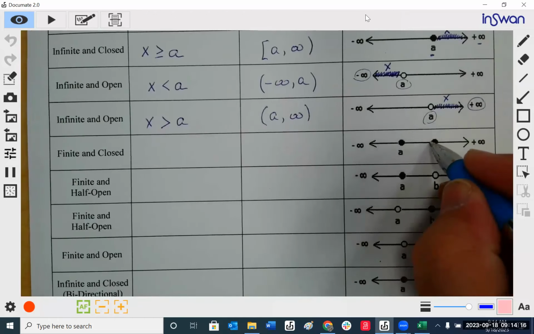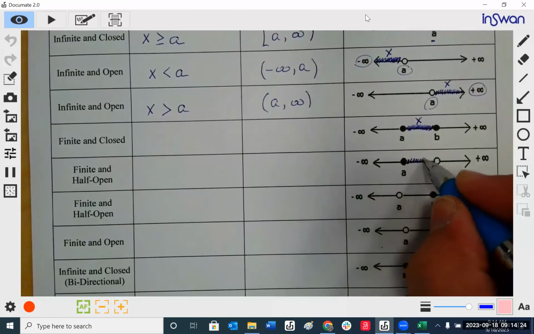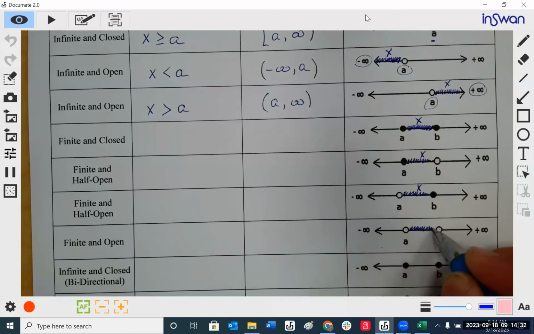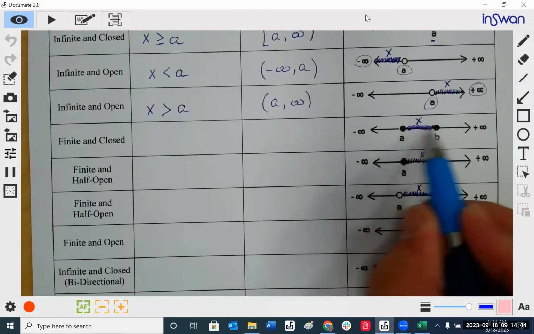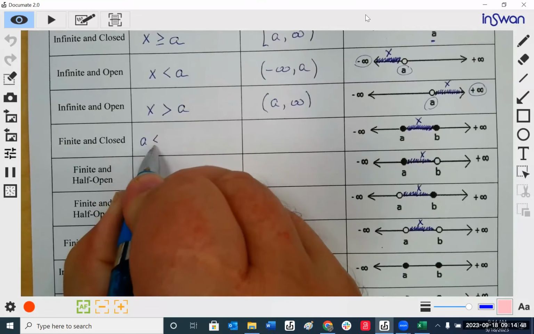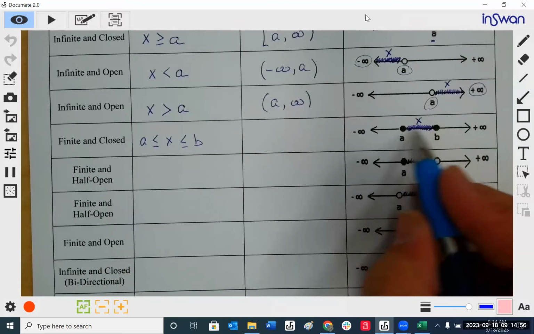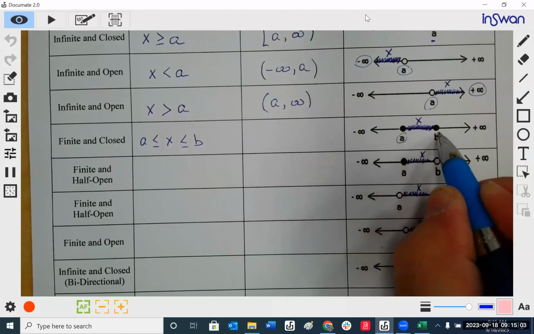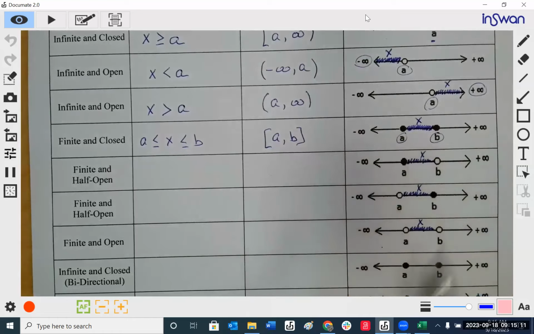Now we're looking at a finite set. It's between two numbers. We're looking at all of these here. It's going to be between A and B. So in the first one, x is between A and B. In other words, x is larger than or equal to A, or less than or equal to B. It could be anywhere between there. The interval notation just takes the smallest and the largest. And if it's a solid dot, it's a bracket. If it's open, it's a parenthesis.